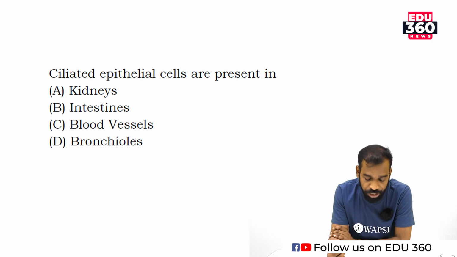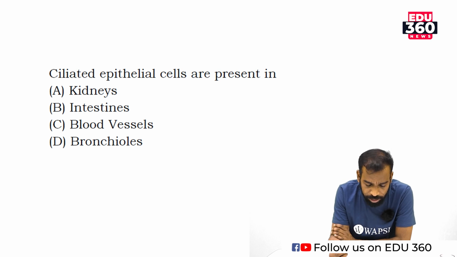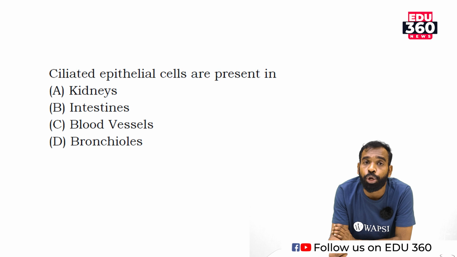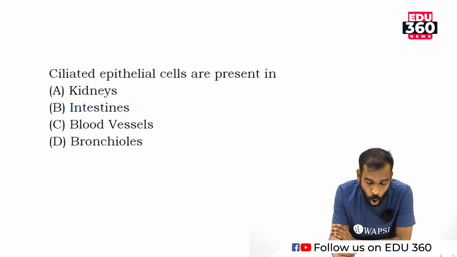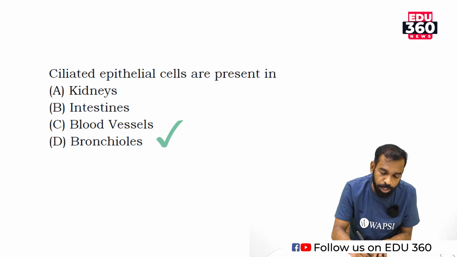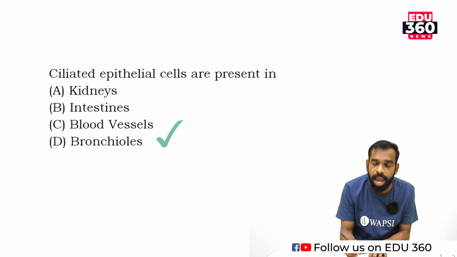Here we have some options. Option A, kidney. Option B, intestine. Option C, blood vessel. And option D, bronchiole. So bronchiole is the correct answer.